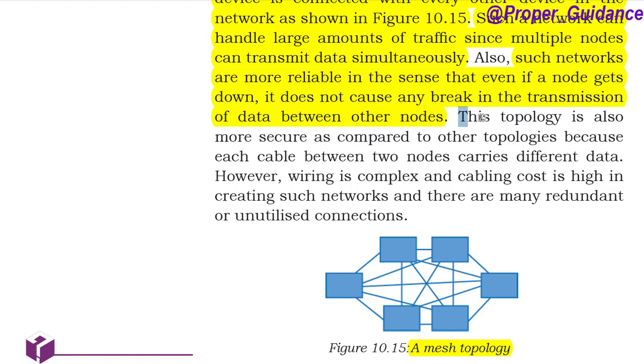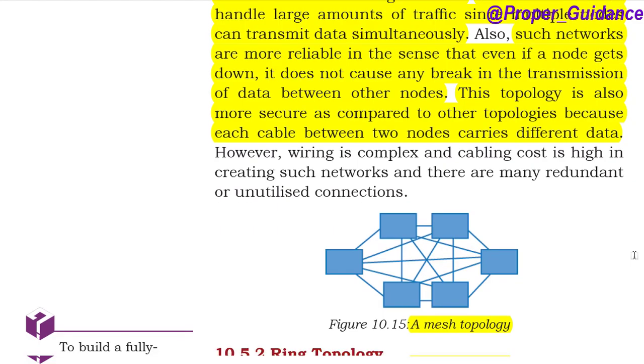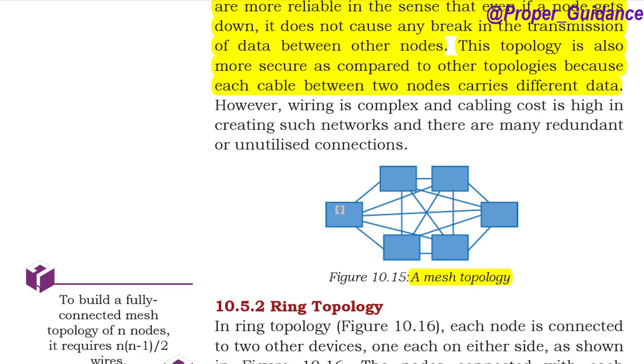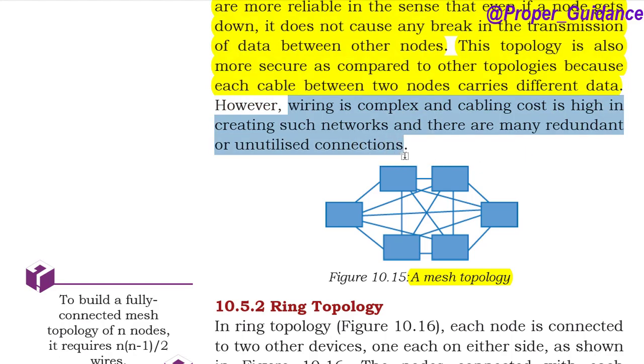Okay. So this topology is also more secure as compared to other topologies because each cable between 2 nodes carries different data. So this is for security purposes. This is much more secure. However, wiring is complex and cabling cost is high in creating such networks, and there are many redundant or unutilized connections. This is the disadvantage of mesh topology.